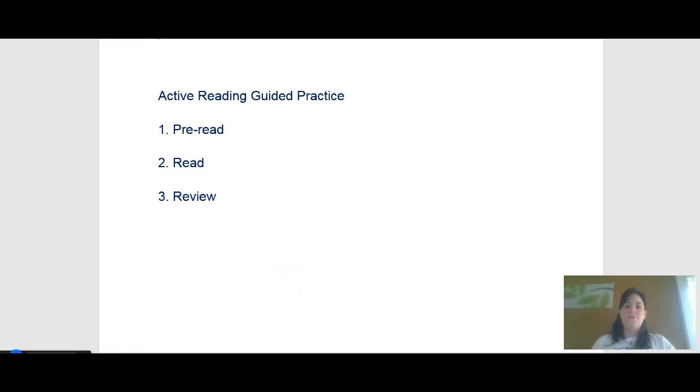So you've learned how to apply active reading strategies to your reading assignments to help you better understand and remember the information. To review really quickly, there are 3 steps in the active reading process: pre-reading, reading, and then reviewing. We are going to work together to look at a very short document and apply the active reading process to it to try this out.